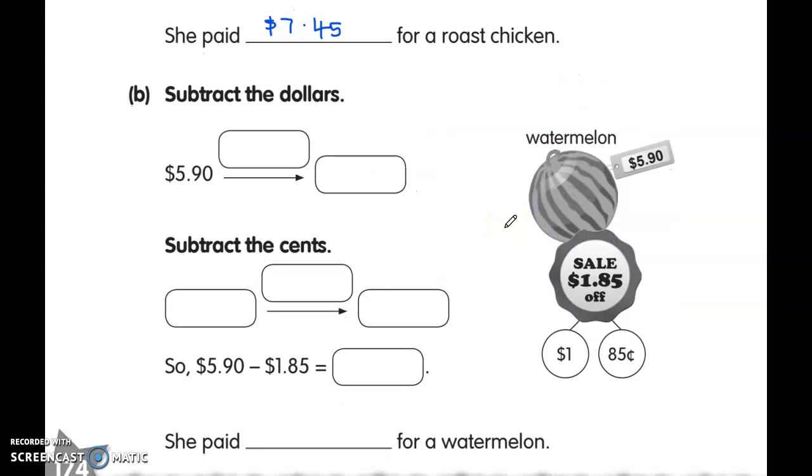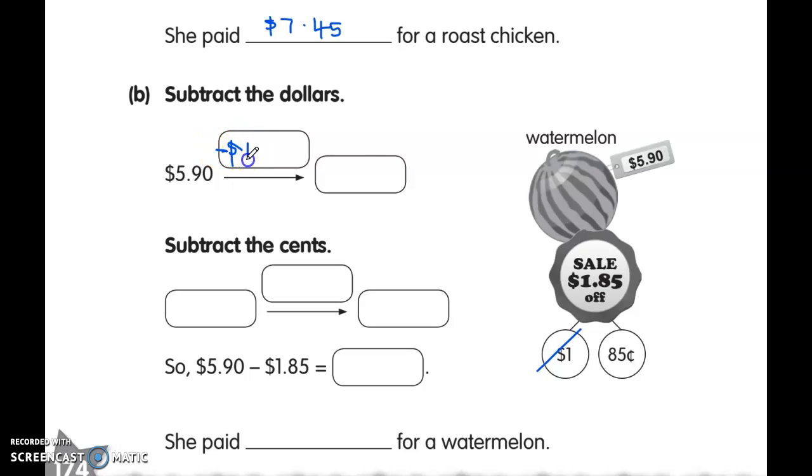Subtract the dollars, watermelon, okay, $5.90. Now there is a sale for $8.85 off. So again, the workbook is very nice. They split the number bond for us, $1 and split 85 cents. So let's begin. Subtract the dollars first. So we need to minus this $1 away. So remember your minus sign.